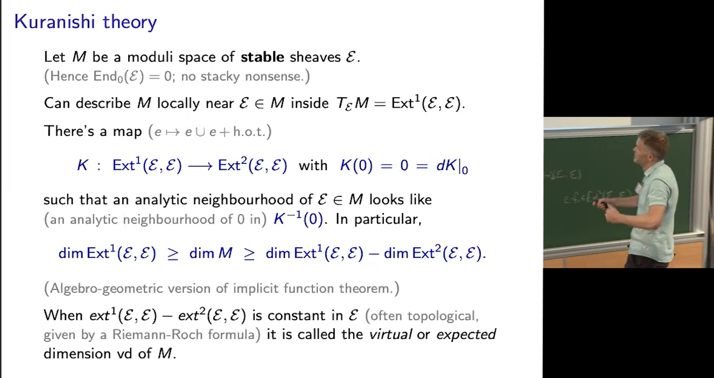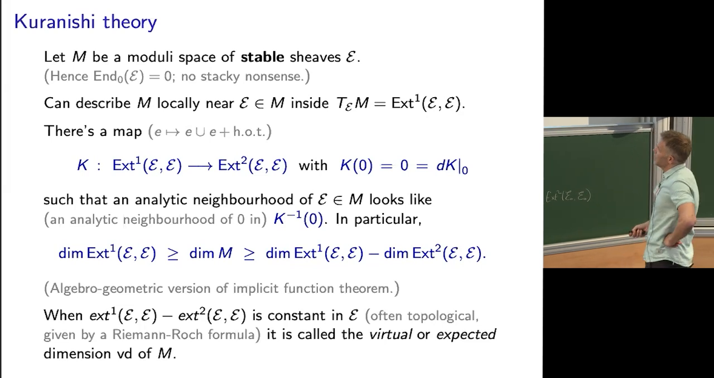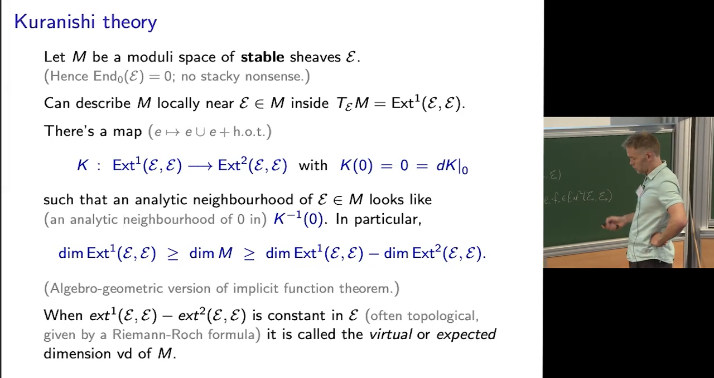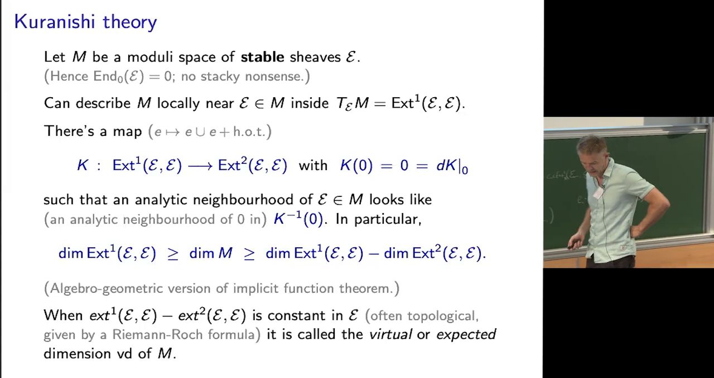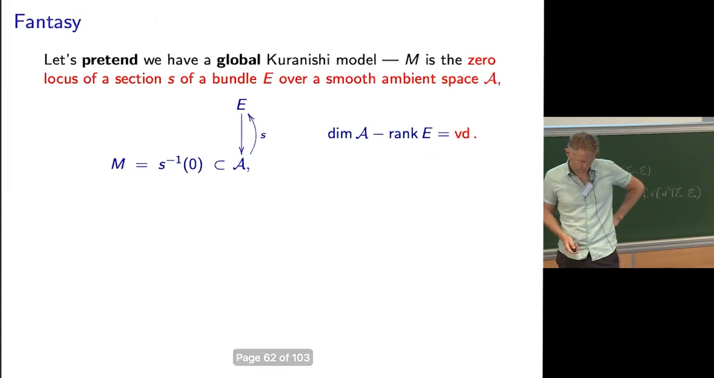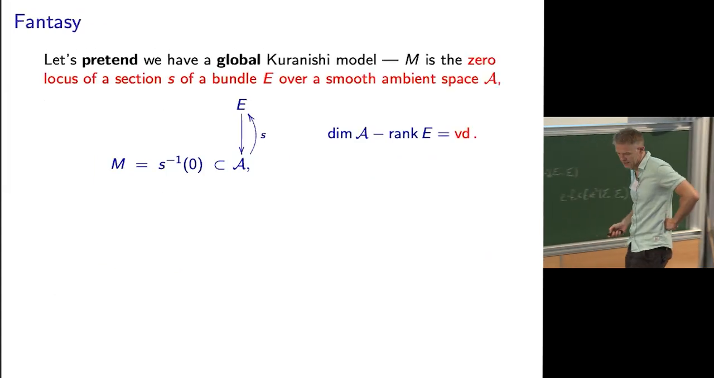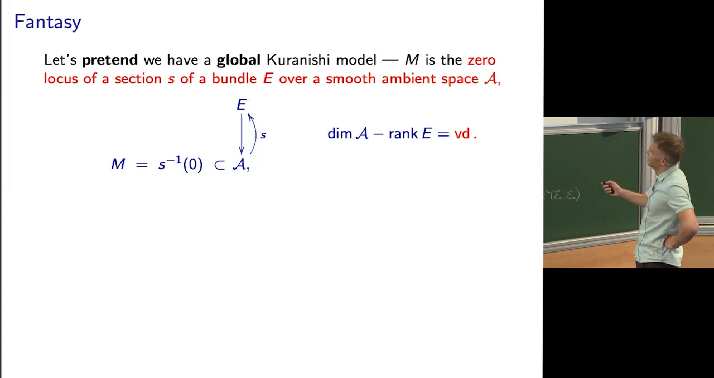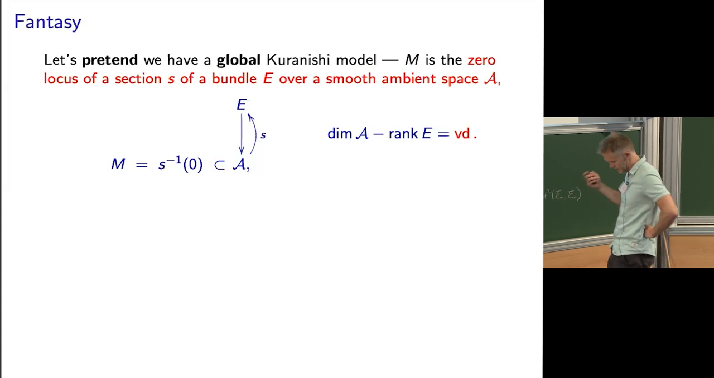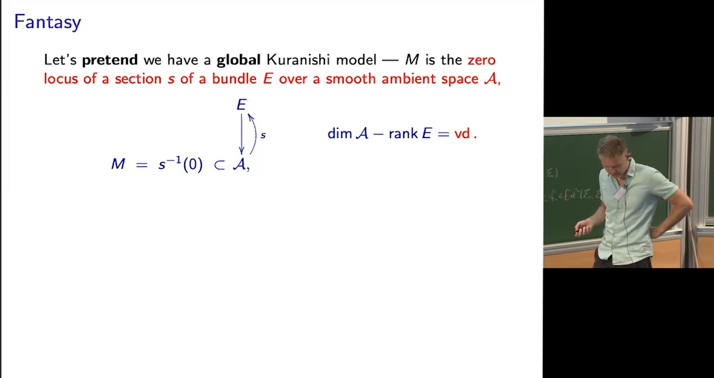If you were allowed to perturb K, which you're not, then once you made it transverse to the origin in the obstruction space, you would get a smooth moduli space of this dimension. So that's called the virtual dimension. Okay, so we're going to fantasize for a while, and then later we'll come back to actually proving that although this fantasy isn't quite true, it's as near as damn it true. So it's close enough.